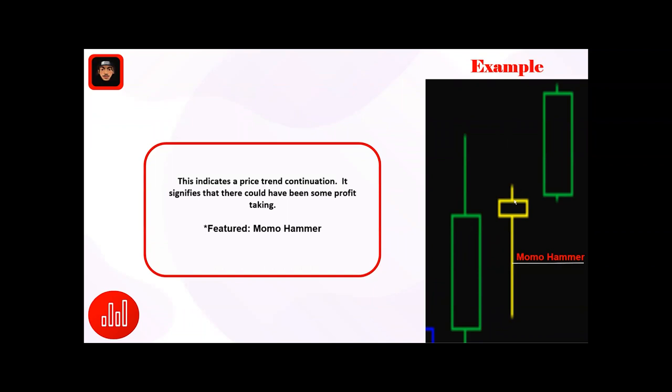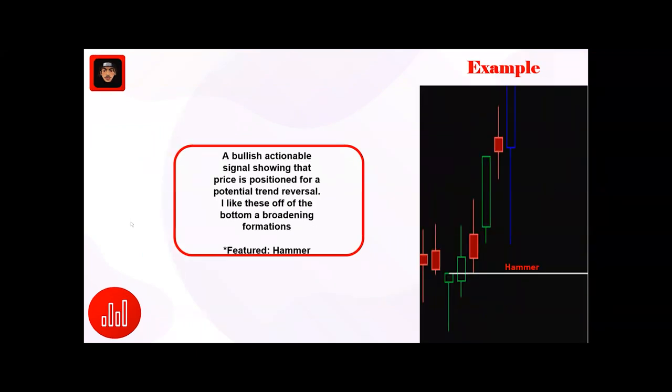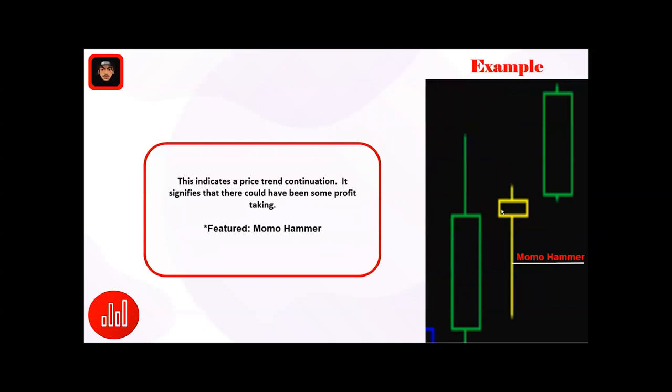All right. This right here is a Momo hammer. The opposite, you can see it forms right around the close. Basically just opposite of the Momo shooter. This indicates a price trend continuation. It signifies that there could have been some profit taking. So again, looks like it's reversing. They take profits, push it back up on the next candle. It goes 2-1-2 continuation. Sorry. But that's your Momo hammer.